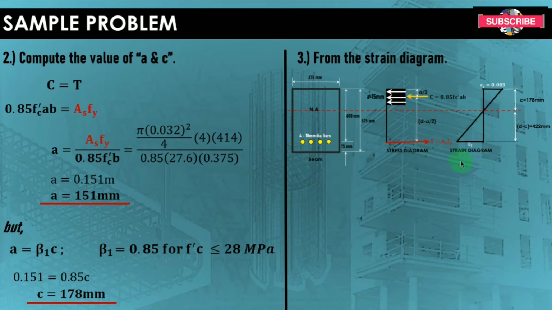So base dito sa ating strain diagram, ito yung strain ng ating concrete, which is 0.003, at saka ito yung tensile steel natin na strain. So by ratio and proportion, actually this 0.003 over this c is equal now to this tensile, epsilon t, over this 422. Okay, so gagamitan natin ng ratio and proportion. So here it is, epsilon c, ito yung sa concrete, over this c of 178 equal now to this epsilon t of our steel over this d minus c.